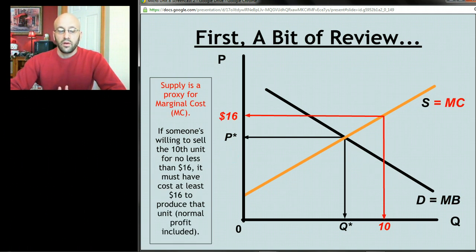When I showed you a supply curve, that supply curve is supposed to be a proxy for marginal cost. In fact, in perfect competition, we saw that the supply curve was essentially the marginal cost curve. So if someone's willing to sell that 10th unit for no less than $16, which is what this supply curve shows, it must have cost at least $16 to produce that unit, including a normal profit, because remember we include those in cost. That's the kind of cost. So every time that you see a supply curve in the next couple of screencasts, I want you to think marginal cost, or the cost of producing that unit.